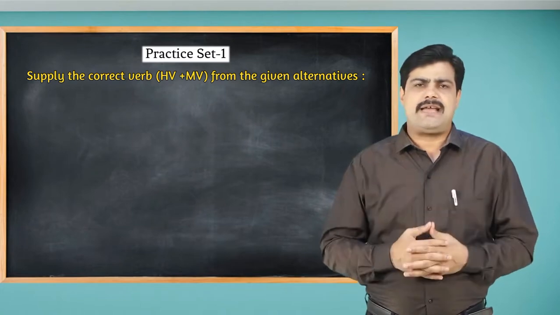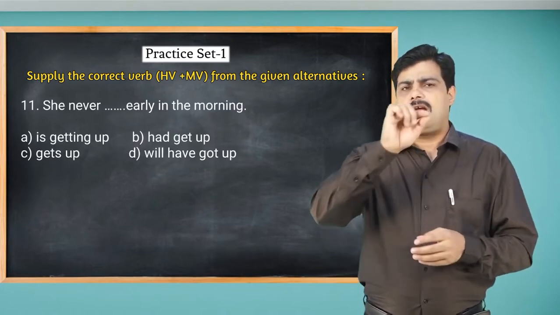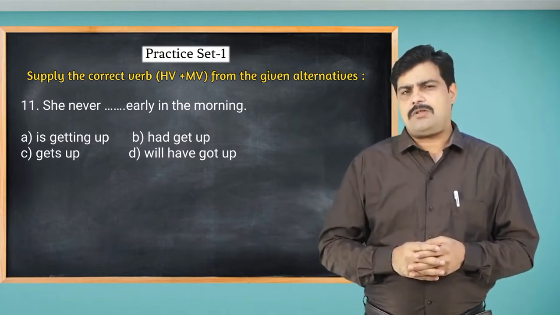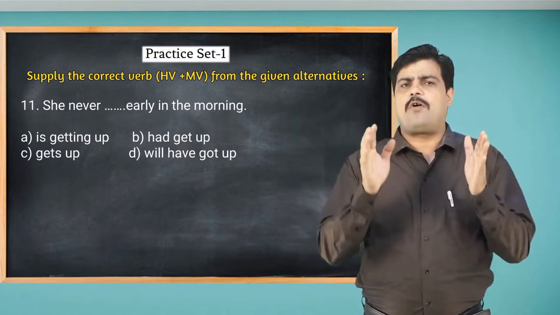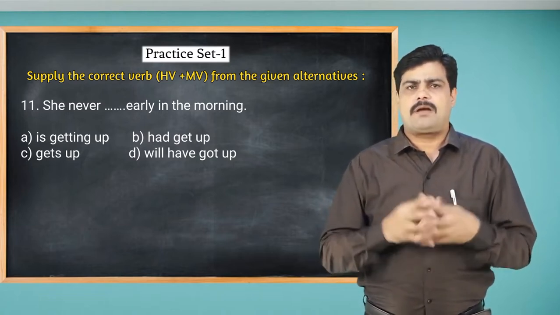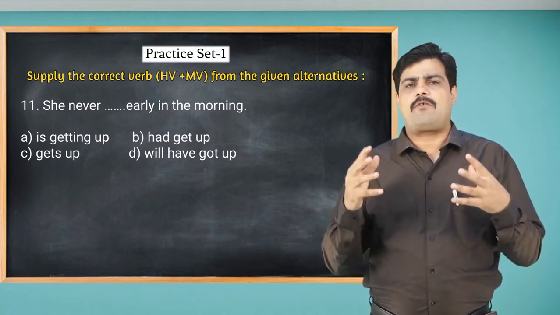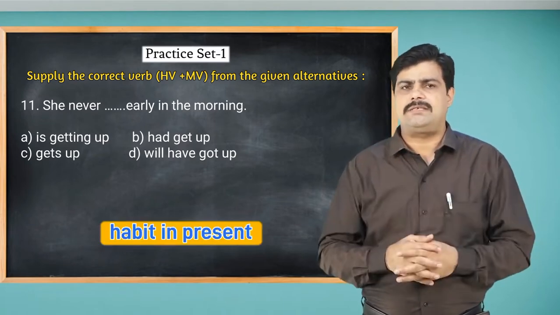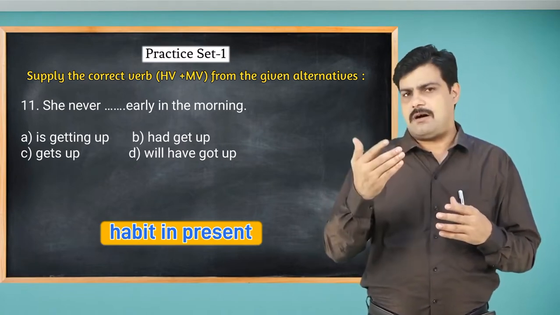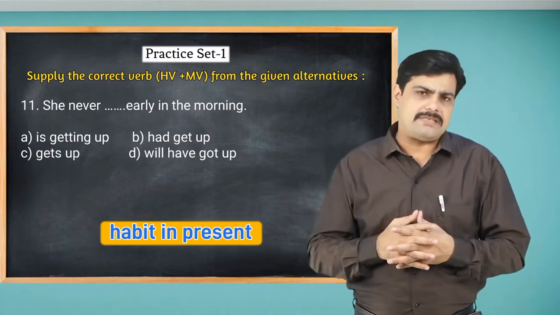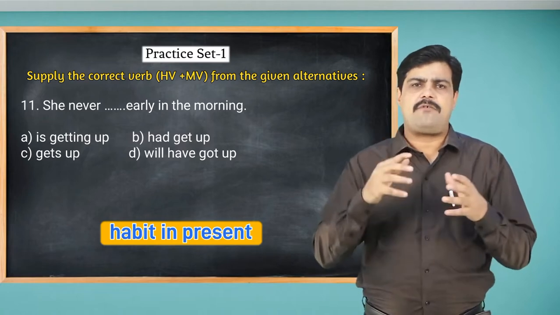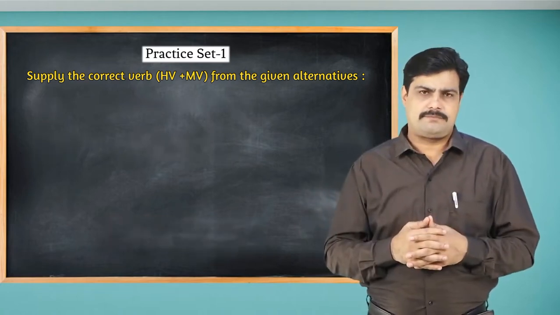Now let's take another sentence. She never dash early in the morning. Now this sentence has 4 options: is getting up, had get up, gets up, or will have got up. Now according to the sense, we are just talking about the habit of that particular girl in present. So we will be using gets up. Option C is right here. She never gets up early in the morning.